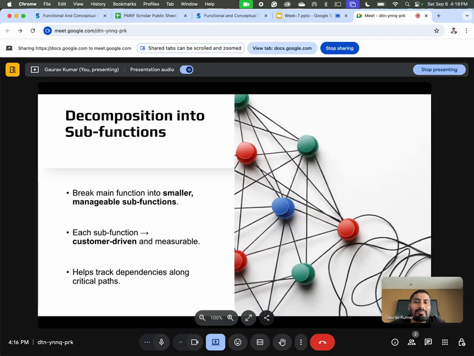Okay, and decomposition also helps to track dependencies by seeing how sub-functions rely on each other. So we can identify critical paths and weak points. So this makes it easier to improve reliability, reduce risk and optimize performance. So without decomposition, complex systems would remain unmanageable and design errors would be far more likely. Okay.